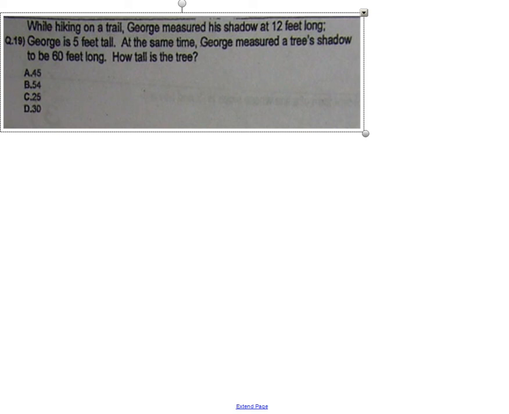While hiking on a trail, George measured his shadow at 12 feet long. George is 5 feet tall. All right. At the same time, he measured the tree shadow 60 feet long. How tall is the tree?